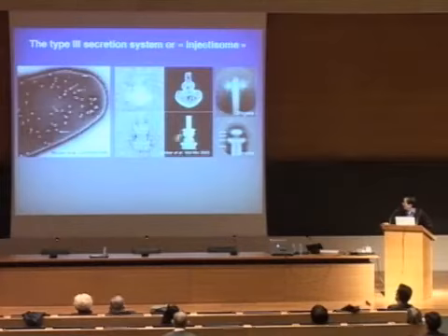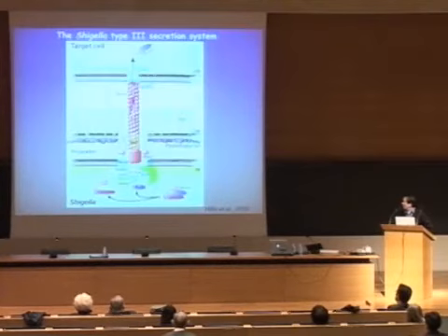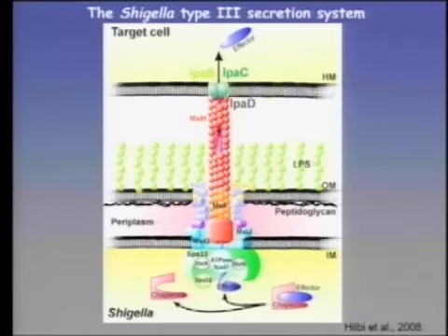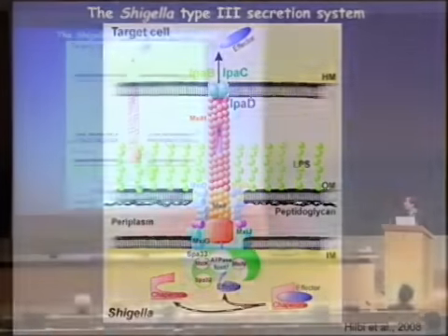So I think Arturo has mentioned the tip complex, and I will mention here also the various components of the type 3 apparatus. So you have here the basal body that consists of 2 stacks of plates, and the assembly of this basal body is dependent on the Sec apparatus. And then we have the needle here that is made of the MxiH protein, and the tip complex, which consists of IpaD mostly, and perhaps IpaB as well.